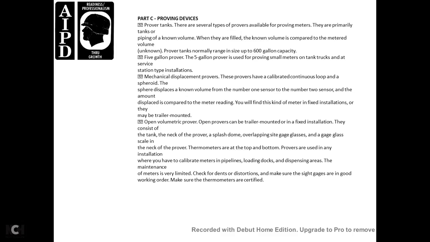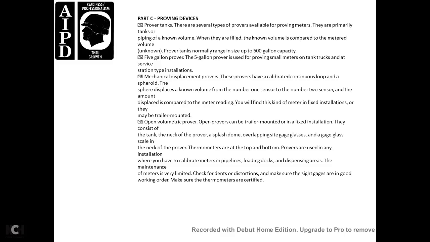With a mechanical display prover, these provers are calibrated with a continuous loop, and a spheroid sphere displays the known volume with one sensor or two sensors, and the amount displayed is compared with the meter reading. You will find this kind of meter in fixed installations. They may be trailer mounted.